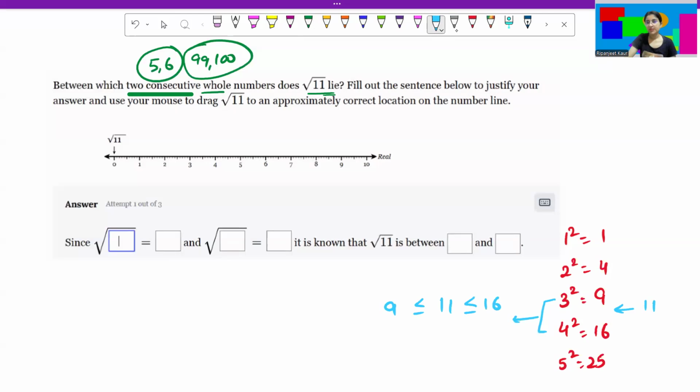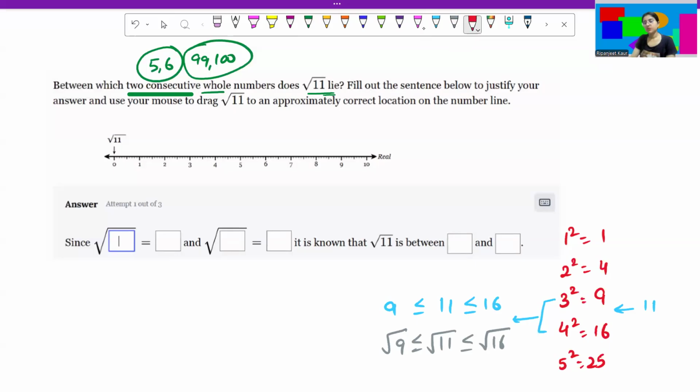If 11 is lying between them, that means if we take the square root of all these three numbers, the square root of 11 should also be lying between the square root of 9 and the square root of 16.